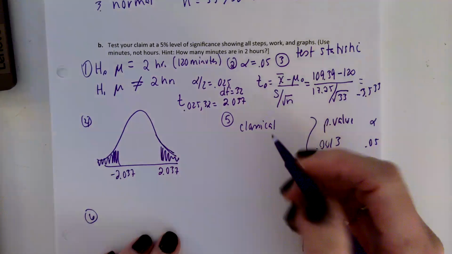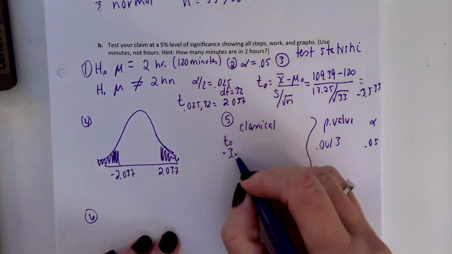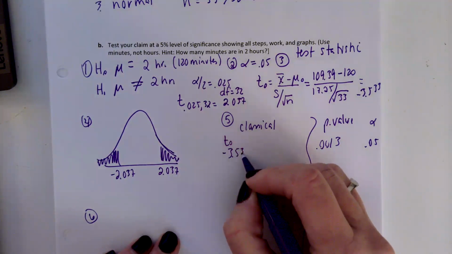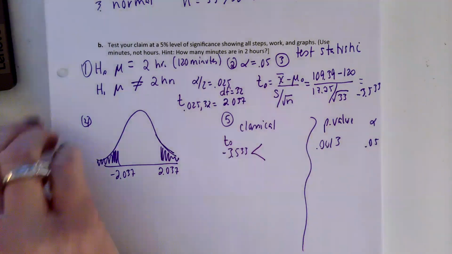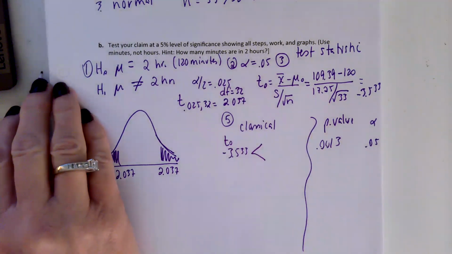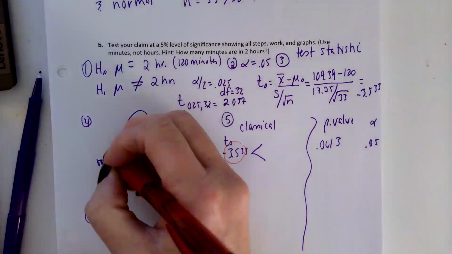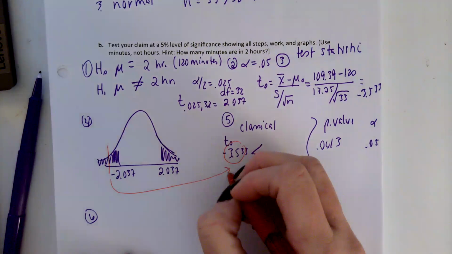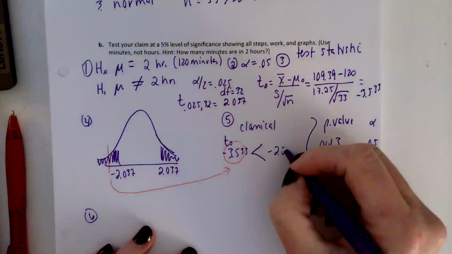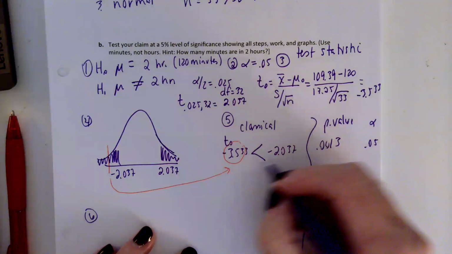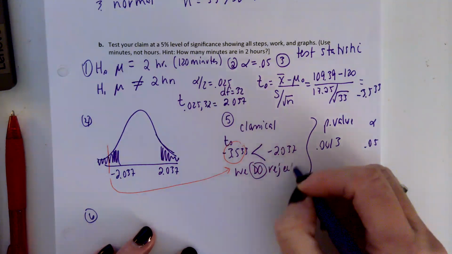So our test statistic, the negative T0, so negative 3.533 is definitely less than and it's in the danger zone. Okay, so this is definitely out here somewhere. So it's definitely less than the negative 2.037. So we do reject H0.